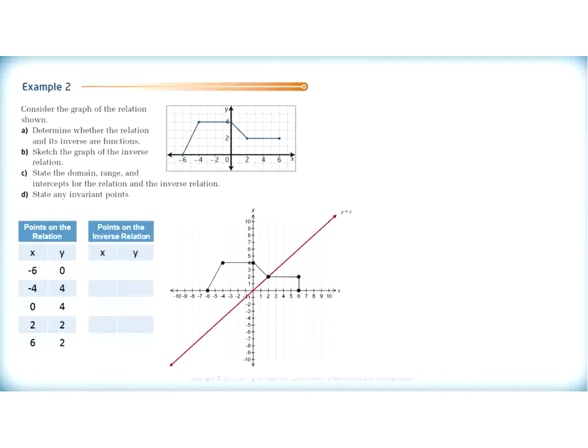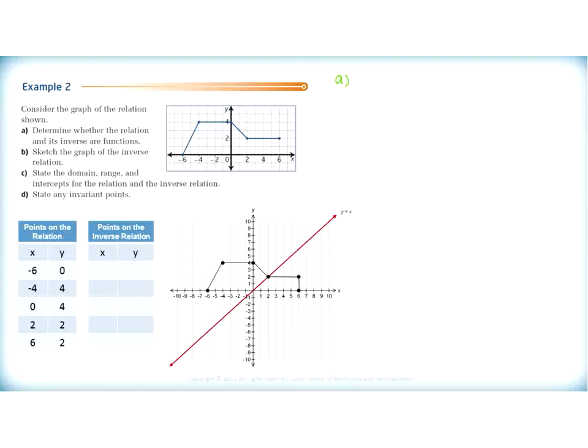In fact, let's do an example like that. Consider the graph of the relation shown. Determine whether the relation and its inverse are functions. Sketch the graph of the inverse. State the domain and range, intercepts for the relation and the inverse, and state any invariant points. Okay, a lot of things to do here. Let's do it.